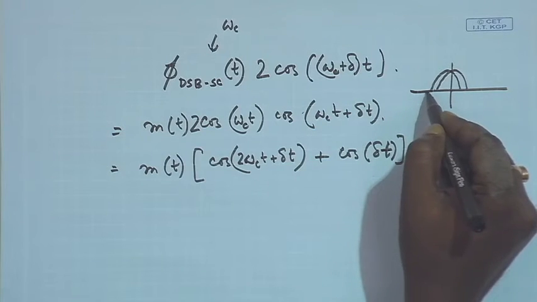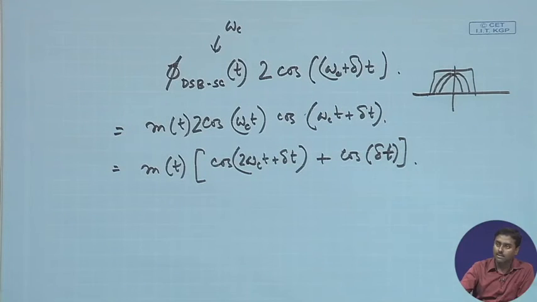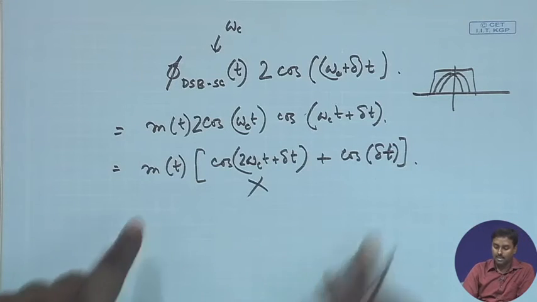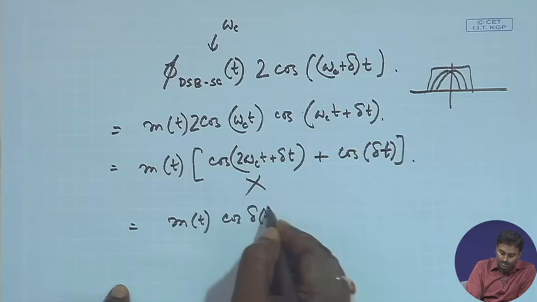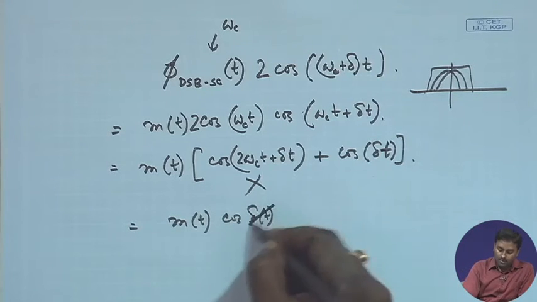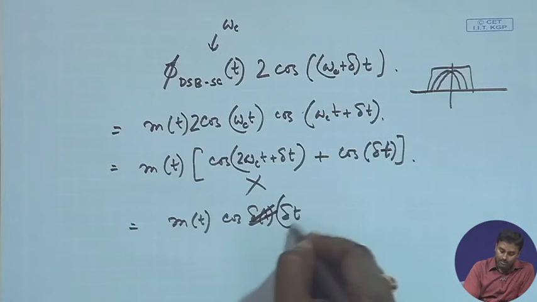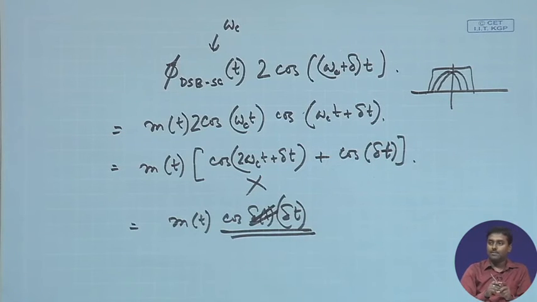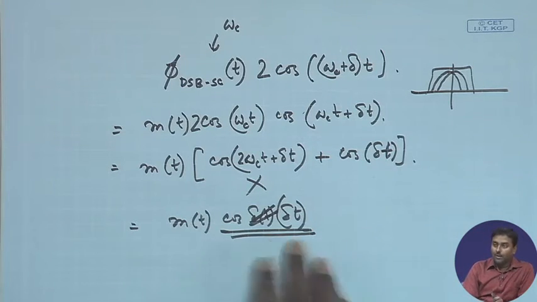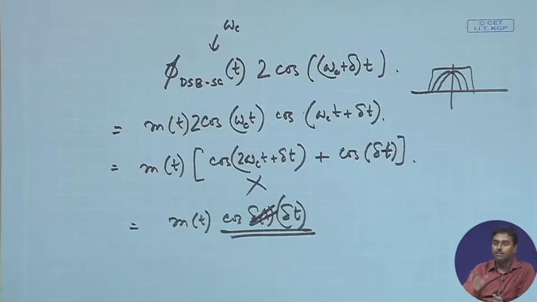If I put low pass filtering now, it will just take this term and the rest will be gone. So I will not get this, I will still get this, which is nothing but m(t) cos delta t. I should not say delta t, it is delta into t. Now this term is no longer a constant term. The m(t) is now getting modulated with cos of a small frequency delta into t. So this will distort the signal. So frequency drift is even more detrimental than phase drift.